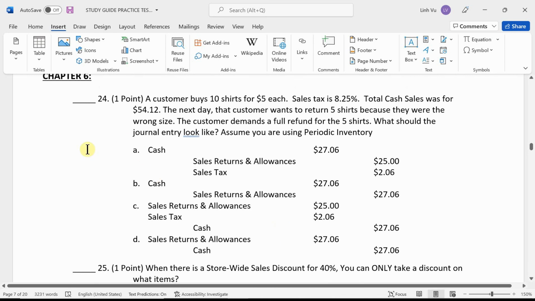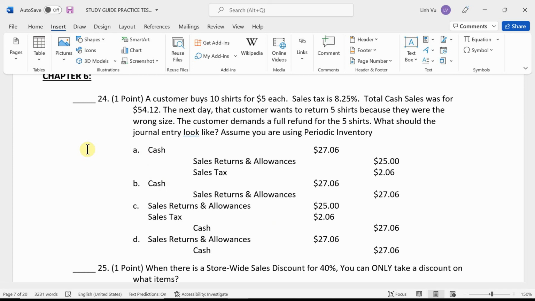Okay, so they returned 5 shirts when they cost $5 each, and then, oh yeah, we have it on. Okay. So how did they pay? They paid with cash.